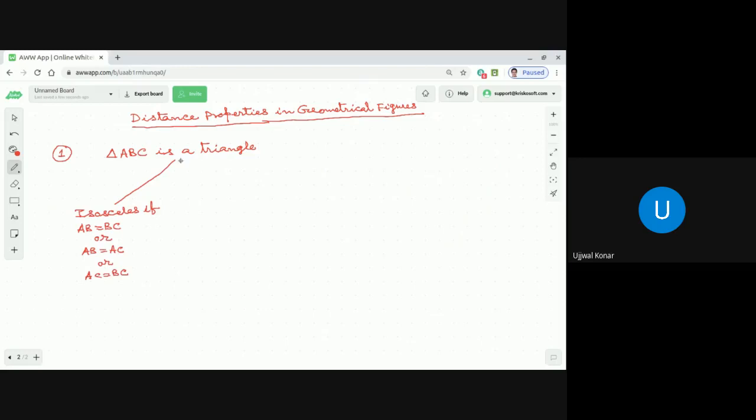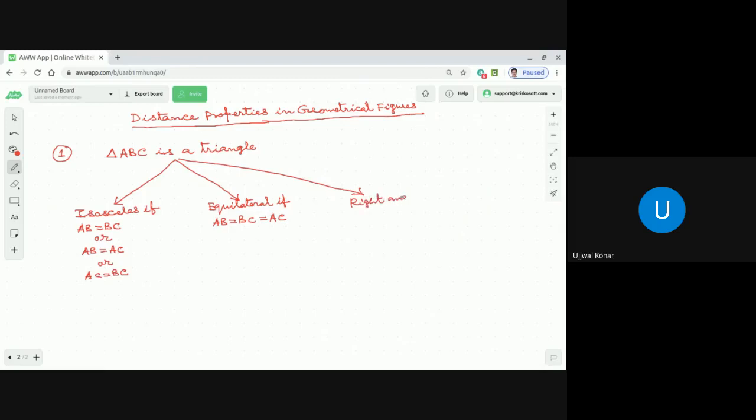Now the next one is equilateral. If AB is equal to BC is equal to AC, then we can call it an equilateral triangle. So this we discussed about isosceles, this about equilateral, and what we are going to discuss now is the right angled triangle.